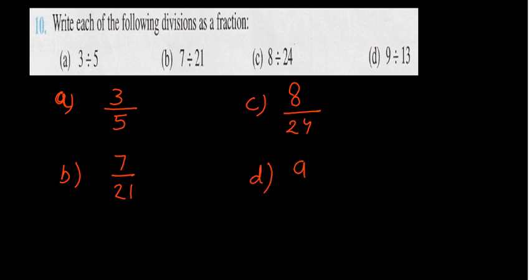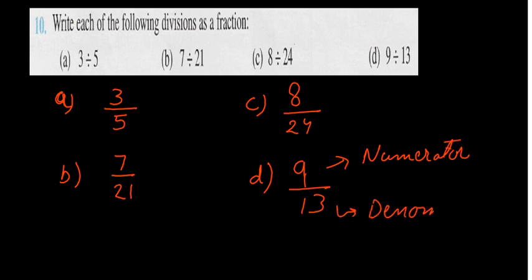That's it. Nothing much. B, 7 divided by 21 becomes the first number as it is and the second number goes to the denominator. Then C, 8 divided by 24 becomes 8 in the numerator and 24 in the denominator. And lastly D, 9 divided by 13 means 9 in the numerator and 13 in the denominator. The above number is called the numerator, and the below number is called the denominator.